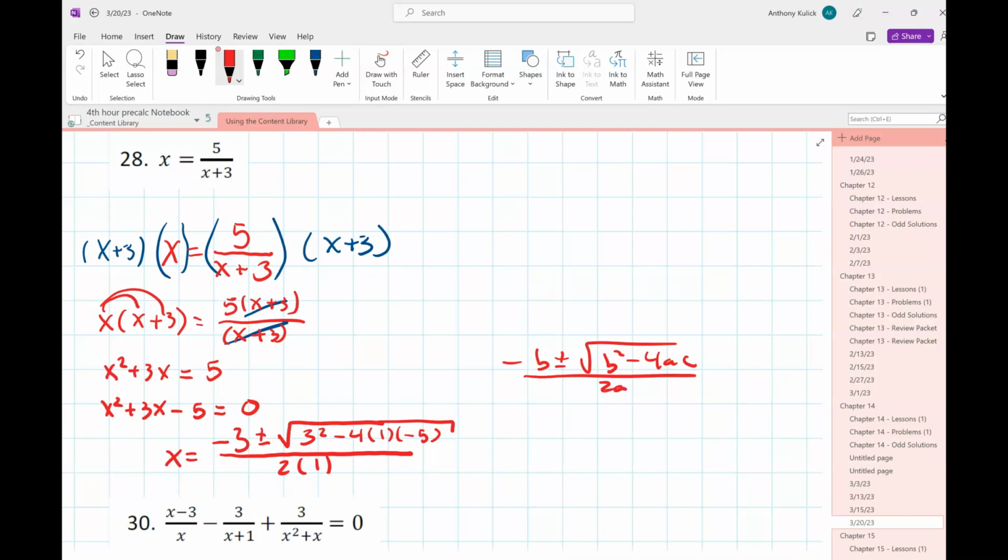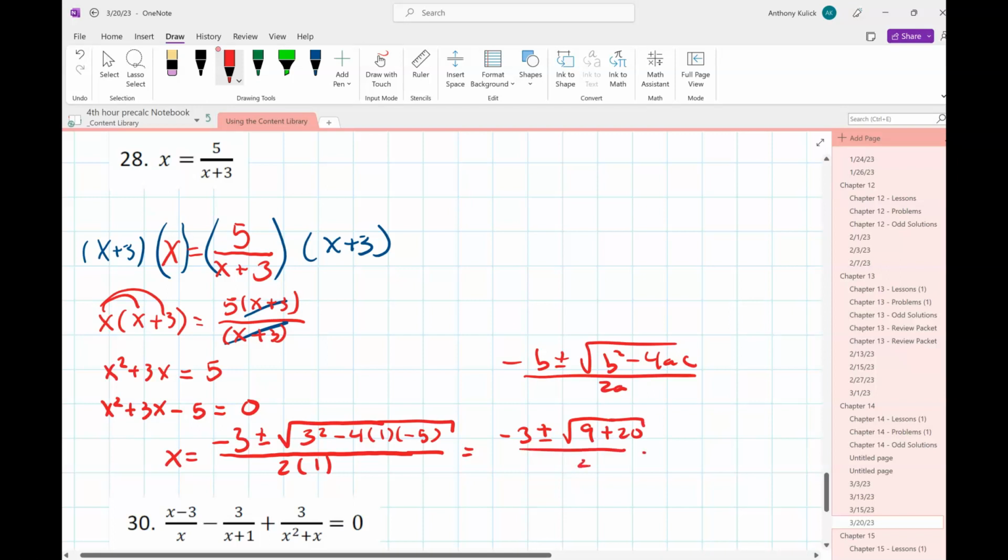Again, fine that we don't remember it right now. If you don't know it, memorize it. Like, for sure, get it on your equation sheet, because it comes up frequently, right? All right. So we do that. We have 9 plus 20 over 2. 9 plus 20 is 29. Can I do anything more with that? No. Okay.